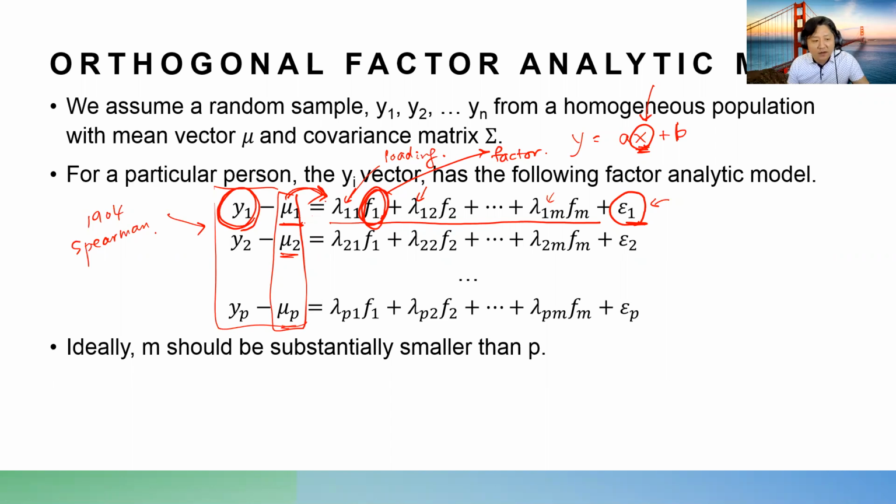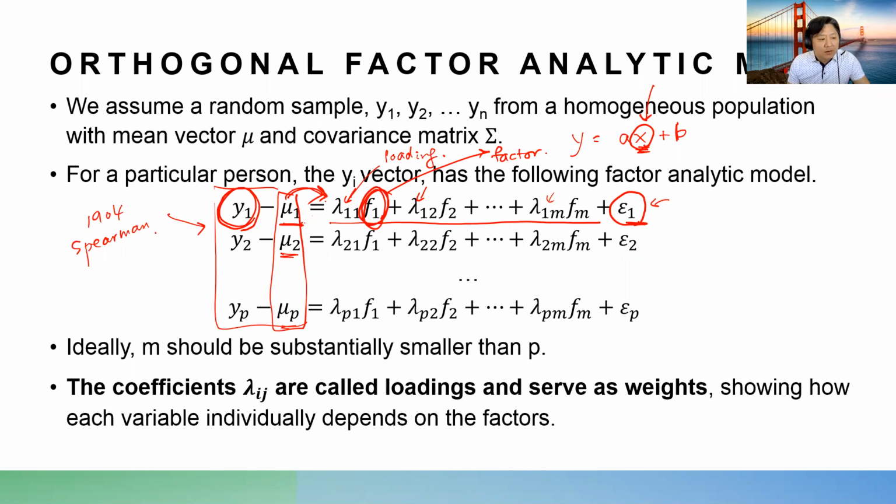All right. So the coefficients, the lambda, these are called the loadings. Also, these are like the regression weights. They indicate a relationship between your observed variable and the factor, and also the magnitude between the observed variable and the factor.